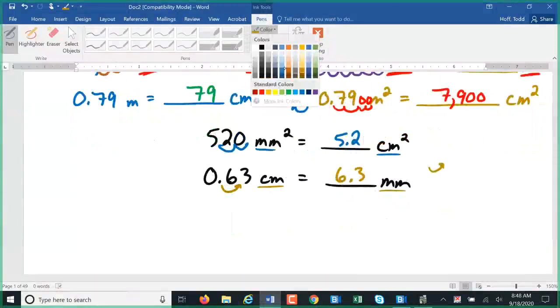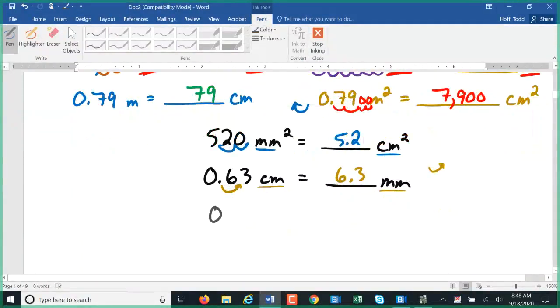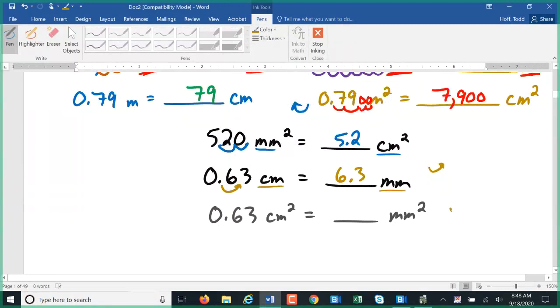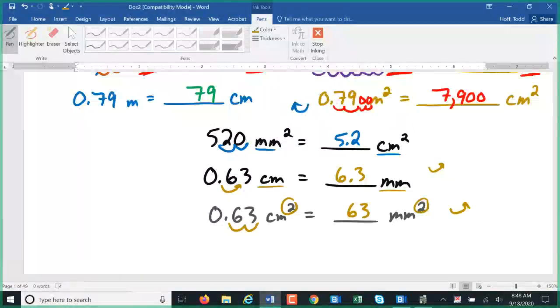Had it been 0.63 centimeters squared to millimeters squared, that's still centimeters to millimeters is still just one spot to the right on the chart, but because it's squared, that one spot would have been 2 decimal places. 0.63 centimeters squared would be 63 millimeters squared. So you have to be very, very careful with our metric method when doing those conversions.